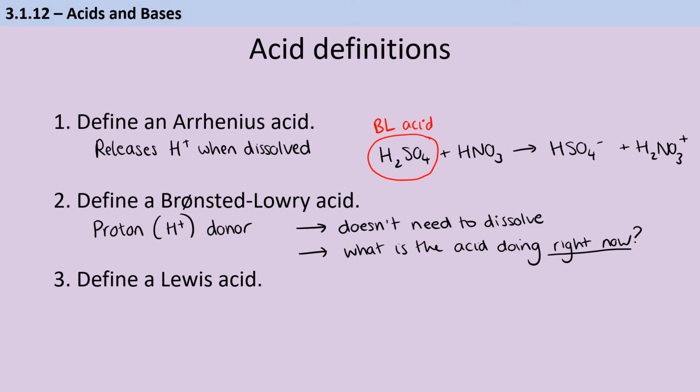Then our Lewis definitions are even broader again, and you might not have encountered these yet if you've done your physical chemistry before your inorganic chemistry. But a Lewis acid is any electron pair acceptor.